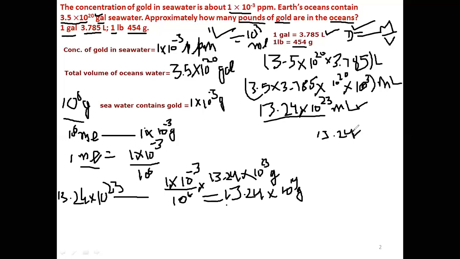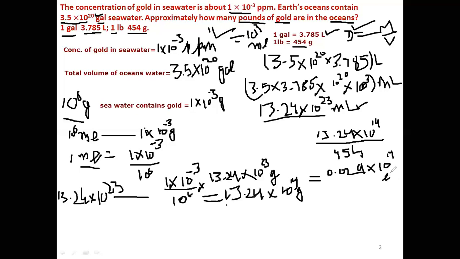13.24 into 10 raised to the power 14 divided by 454. Okay, so you can write it as, if you solve it, it will come out to be something like 0.029. This is 0.029 into 10 raised to the power 14 lb.